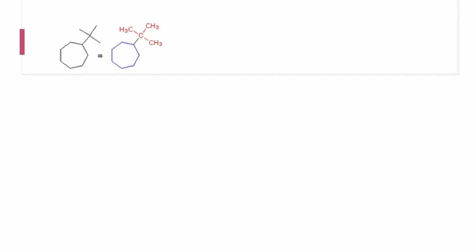For example, let's see an example. In this compound, I have a ring. This ring contains 1, 2, 3, 4, 5, 6, 7 carbons in the ring. But the side chain, 1, 2, 3, 4, only 4 carbons. In this case, the ring contains the larger number of carbons, so the ring will be considered as the mother compound. So 7 carbons corresponds to heptane. So the mother compound here is cycloheptane.